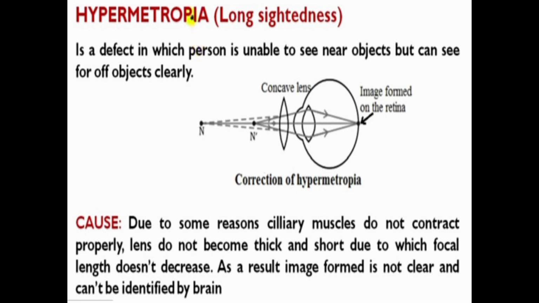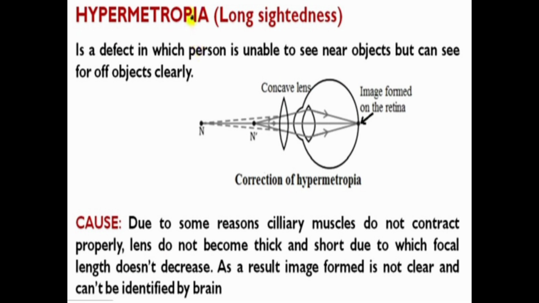It's just simple. In case of hypermetropia, the reason behind it is that the ciliary muscles do not contract properly, and that's why the lens does not become thick and short. In case of myopia, we saw the lens does not become long, and in case of hypermetropia, the lens does not become short, due to which the focal length does not increase.